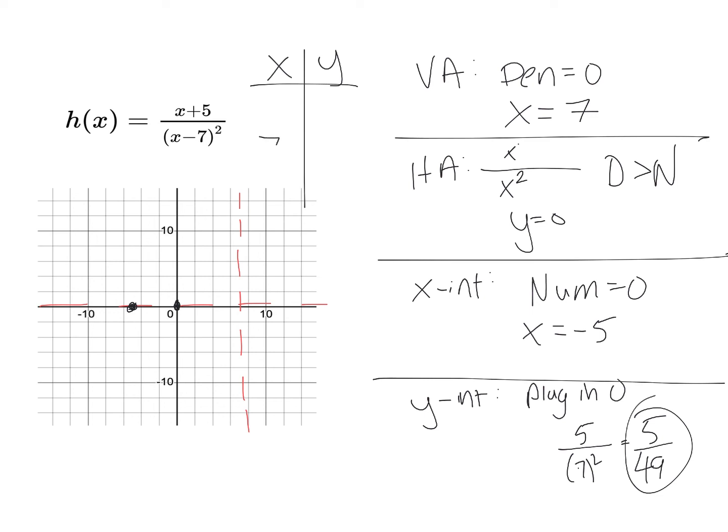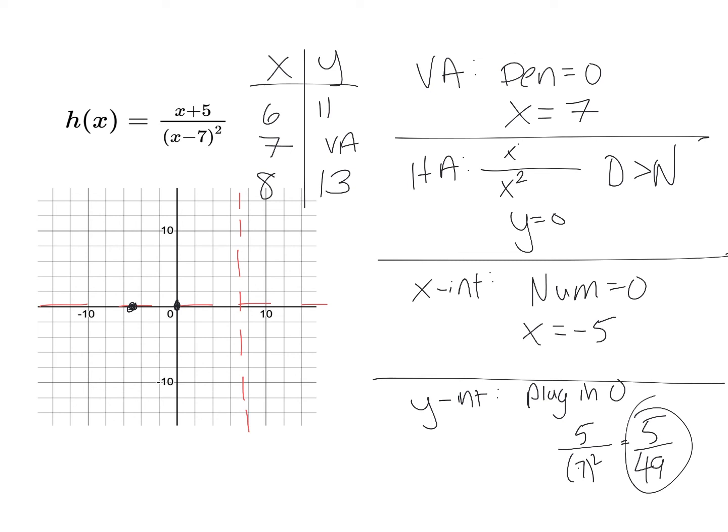So we know that my new graph center is 7, so let's pick 6 and 8. This will be much better indicators of where my pieces should be. So if I plug 6 into the function, I get 11 up top over -1 squared, so it's just 1. And if I plug in 8, I get 13 up top.